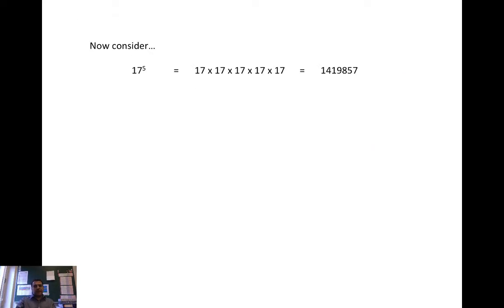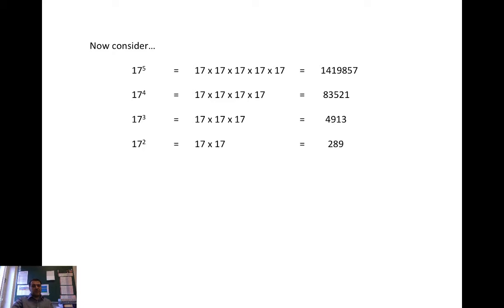Now think about another pattern, 17 to the power of 5, which is 17 times 17 times 17 times 17 times 17, which works out to be 1,419,857. And if you have one fewer 17 in that pattern, so you have 17 to the power of 4, so you have 17 times 17 times 17 times 17, which is 83,521 as it happens. Then the next one would be 17 to the power of 3, which is 17 times 17 times 17, 4913. Next one's 17 squared, which is just 17 times 17, 289.